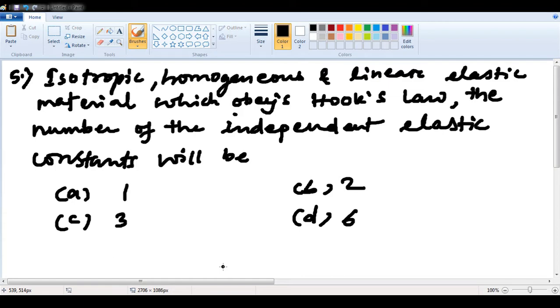What is it telling? It is telling for isotropic, homogeneous and linear elastic material which obeys Hooke's law. Whichever obeys Hooke's law means Young's modulus is equal to stress by strain. That equation we are going to form by using Hooke's law. The number of independent elastic constants will be how much? What are elastic constants? E, G and K are nothing but elastic constants.